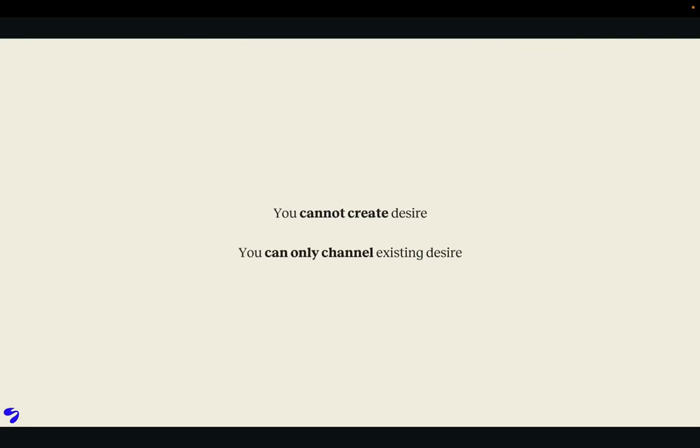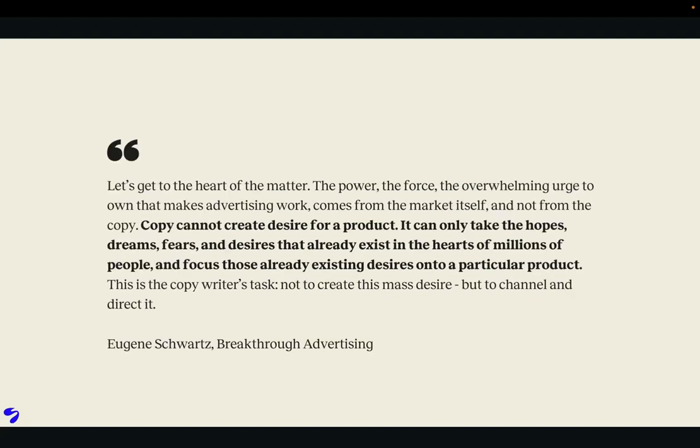See, you cannot create desire. You can only channel existing desire. Eugene Schwartz, Breakthrough Advertising, says, let's get to the heart of the matter. The power, the force, the overwhelming urge to own that makes advertising work comes from the market and not from the copy. Copy cannot create desire for a product.